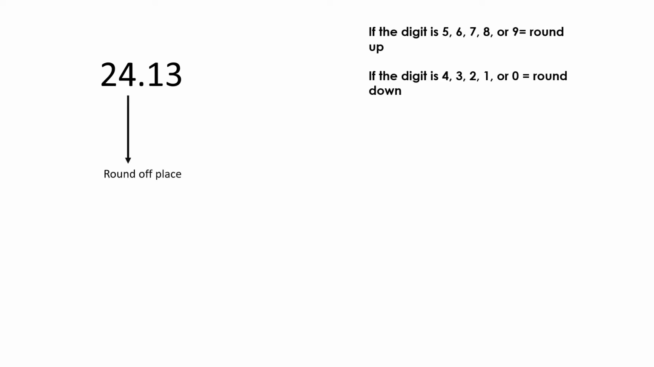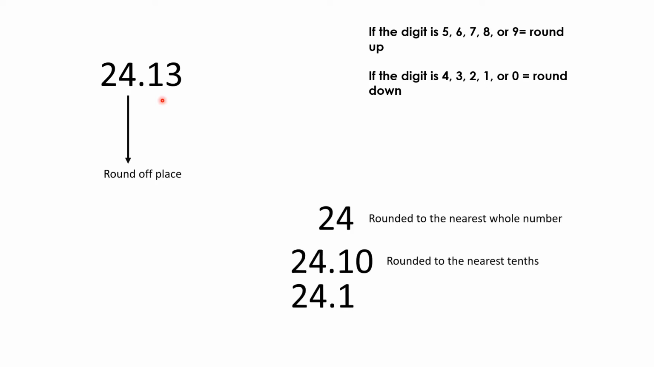For example, number 2, we have 24.13. So our round off place is 4. And once again, always remember that if the digit at the right side of the round off place is 5 to 9, round up. If it is 4 to 0, round down. So in this case, since the number at the right side of our round off place is 1, which is lower than 5, we are going to round down, which means 24.13 when rounded to the nearest whole number is 24.